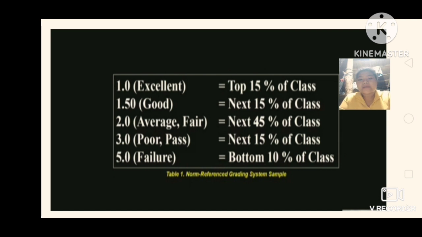So we have here an example of a norm reference grading system. Suppose a teacher decides to award excellent or outstanding grades to 15 of these 100 students in a class. Such a grading policy is illustrated here. So 15% of the class get a 1.0 grade. The next 15% of the class get 1.50. The next 45% of the class get 2.0. And then a 3.0 grade, where 15% of the class got it. And 5.0 for the bottom 2% of the class.